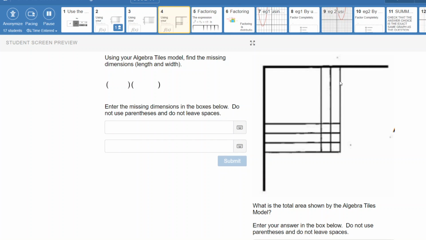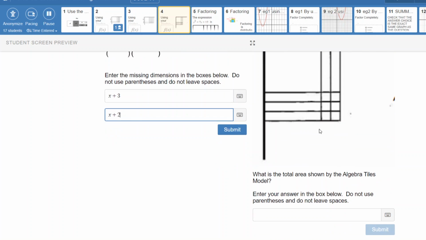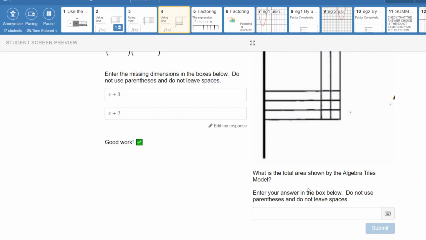Now this time they haven't given you anything, so using the same idea, down the side is x, and then 1, 2, 3. So that is x plus 3 is one factor. And then across the top here, there's just 2 rectangles and 1 square, so 1x plus 2, or just x plus 2. And I should be able to submit that as well.